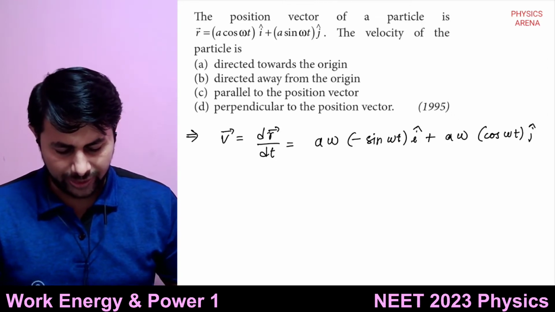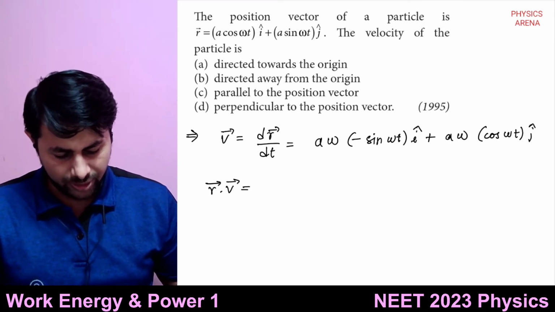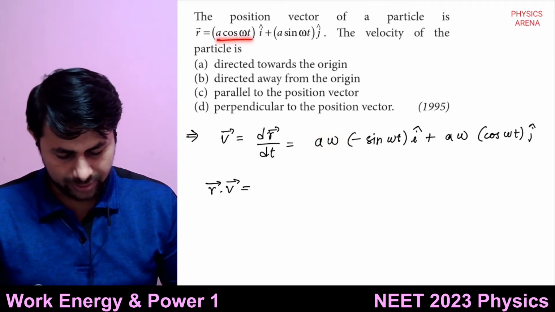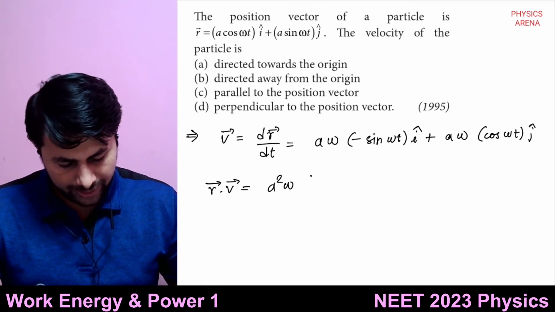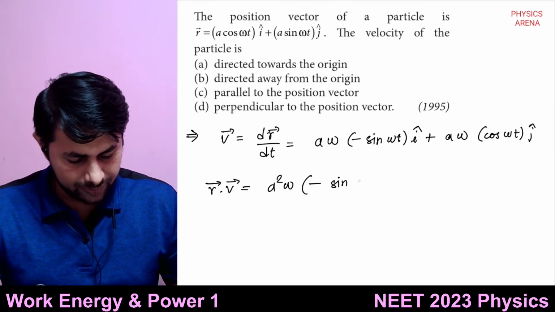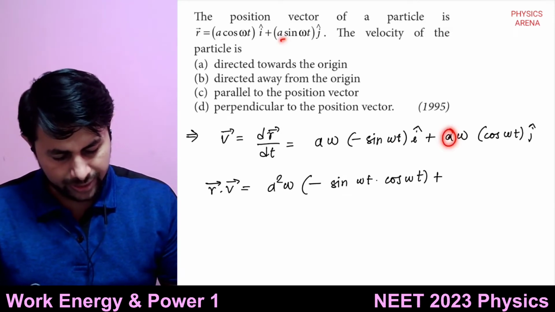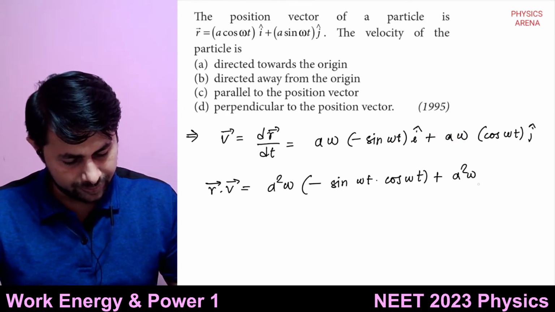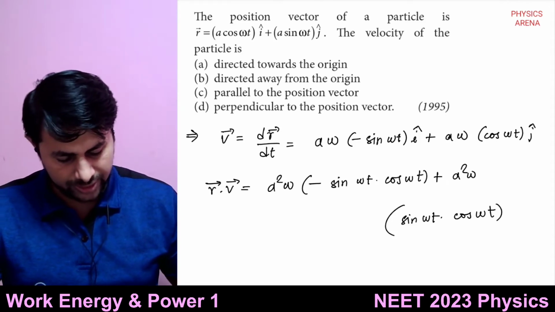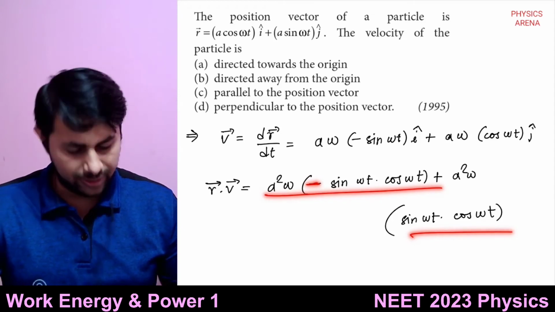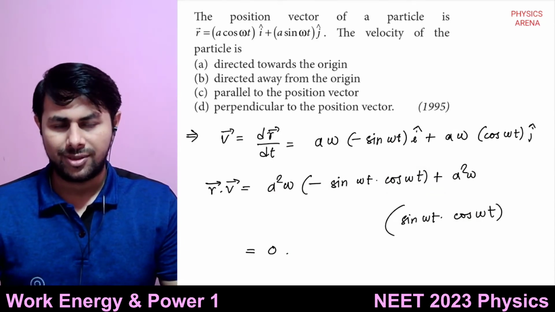Okay, and now we want to find out whether r bar and v bar are perpendicular to each other. So we'll take their dot product, r bar dot v bar. So what is their dot product? So a omega multiplied by this thing, its dot product with this. So it is a square omega multiplied by minus sine omega t into cos omega t, minus sine omega t multiplied by cos of omega t, plus we have a square omega multiplied by cos omega t into sine omega t. And you can see this is the same term, but here you have a negative sign, so this thing and this thing get cancelled, and therefore the result is 0. And since r bar dot v bar is 0, they are perpendicular to each other.